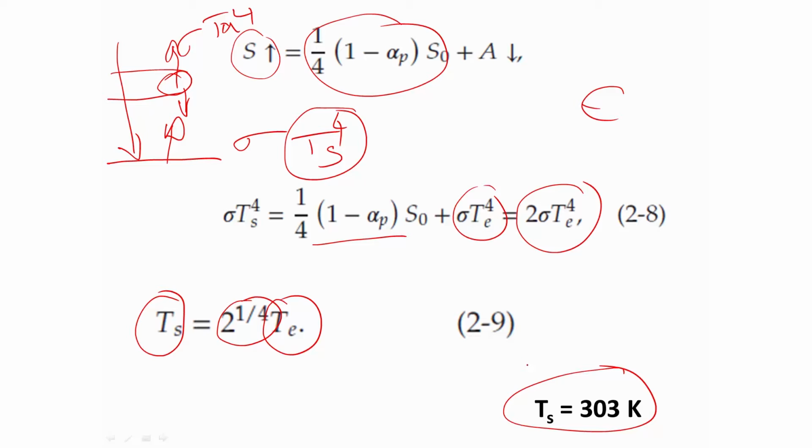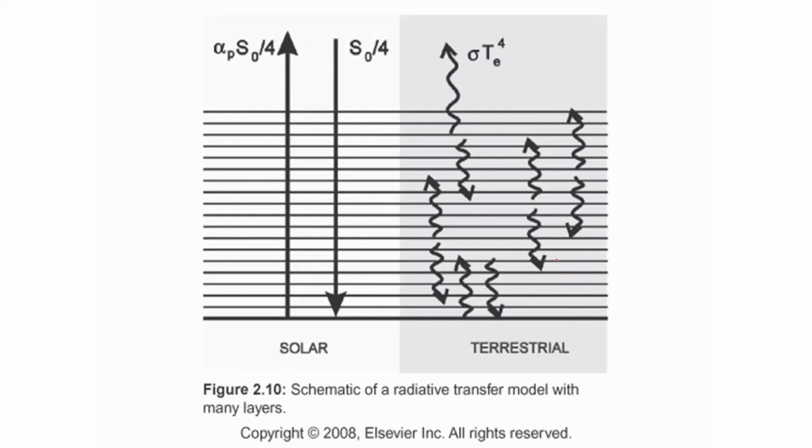Obviously too warm, because we know that the average temperature of the earth is around 15 degrees centigrade. So without any atmosphere and greenhouse effect, we had very cold temperatures. By adding one layer, we have made it very warm. Clearly the situation is more difficult.